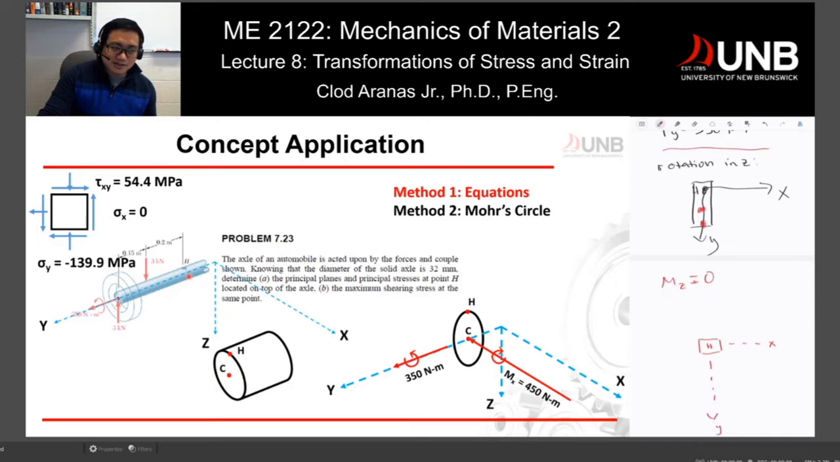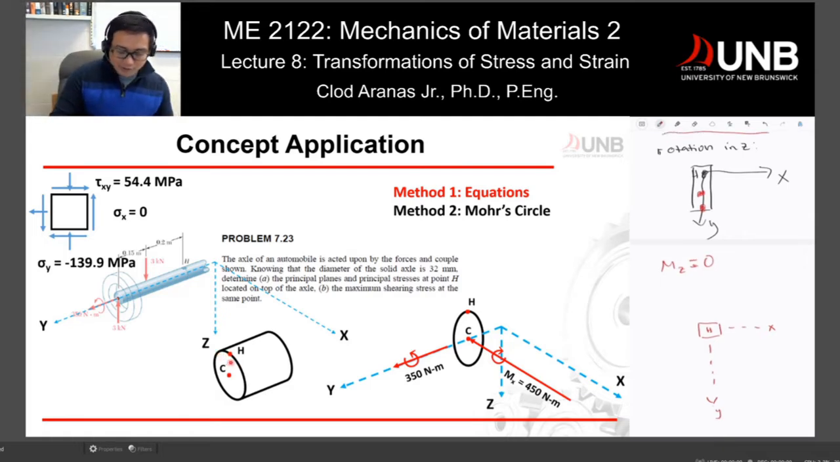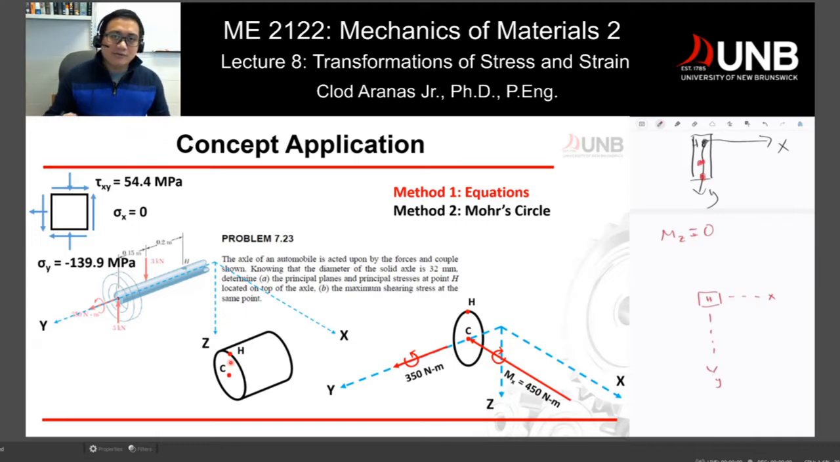Your rotation in X axis is this rotation here. So you are pulling from this lower side and pushing it at point H. So if you are pushing at point H, your moment produces a compressive normal force along Y, right? Which means I can say that my sigma Y is equal to Mx c over I.